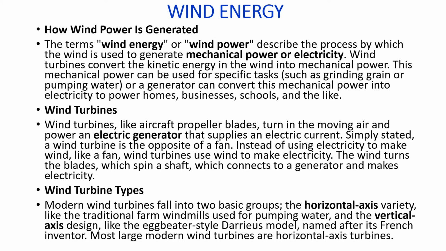So we need high velocity wind, around 12 meter per second. This is available at a certain height, at a height of 100 meters or 150 meters. So we have to construct a tower. Over the tower only we can construct these wind turbine blades.